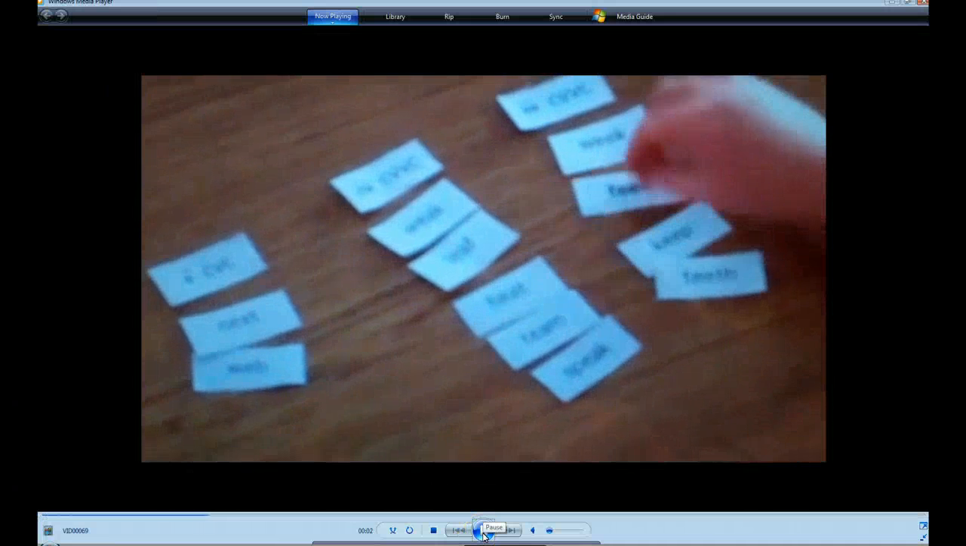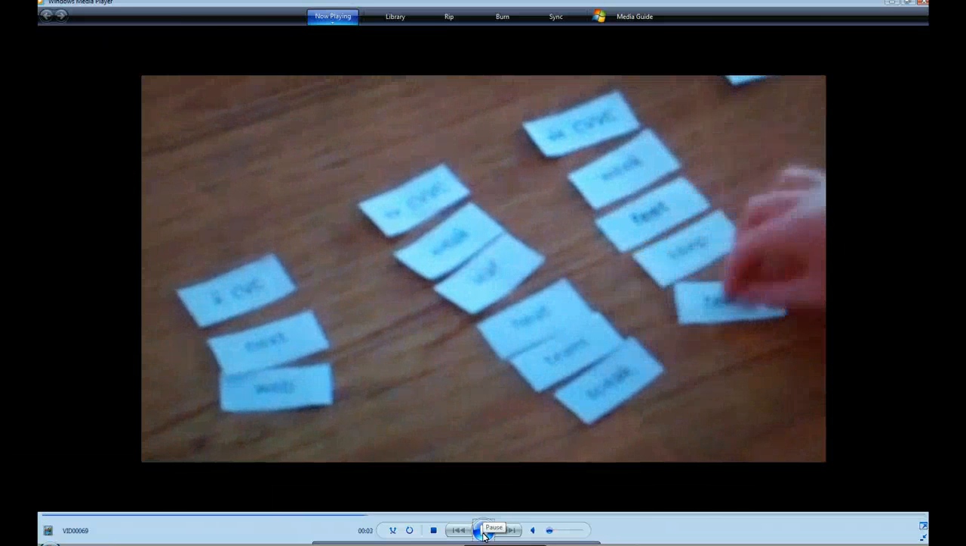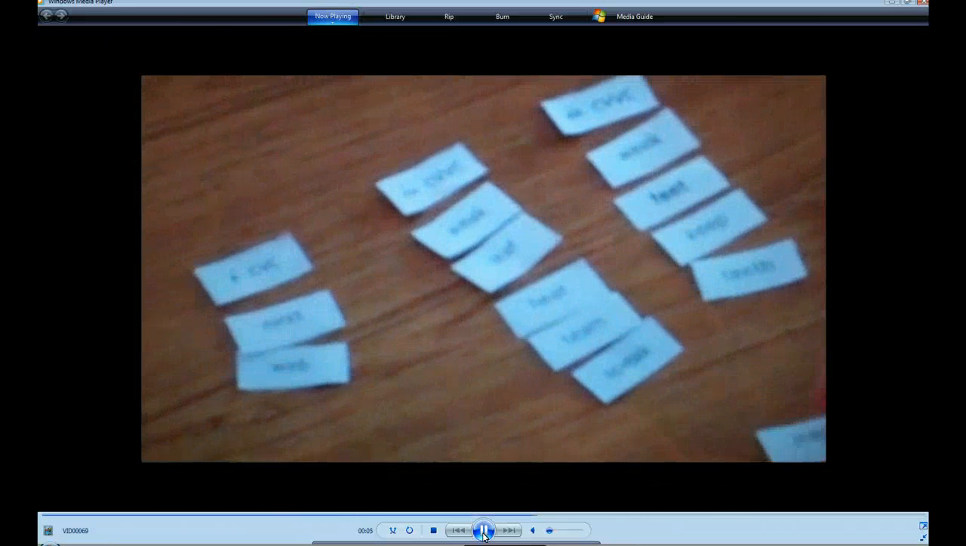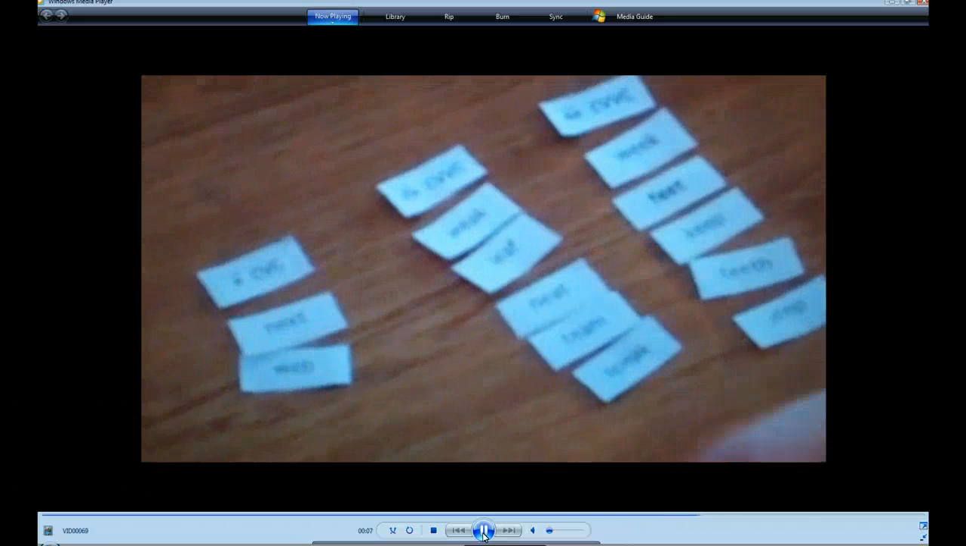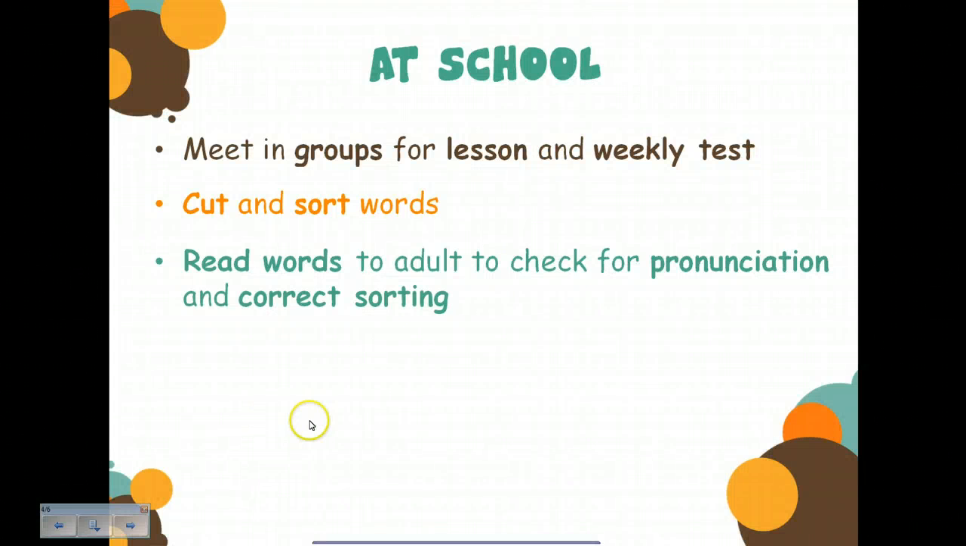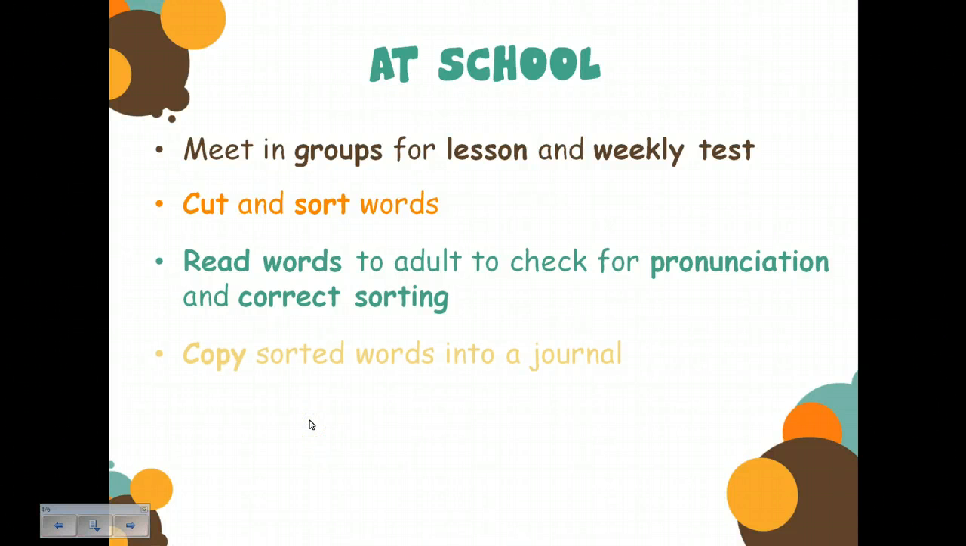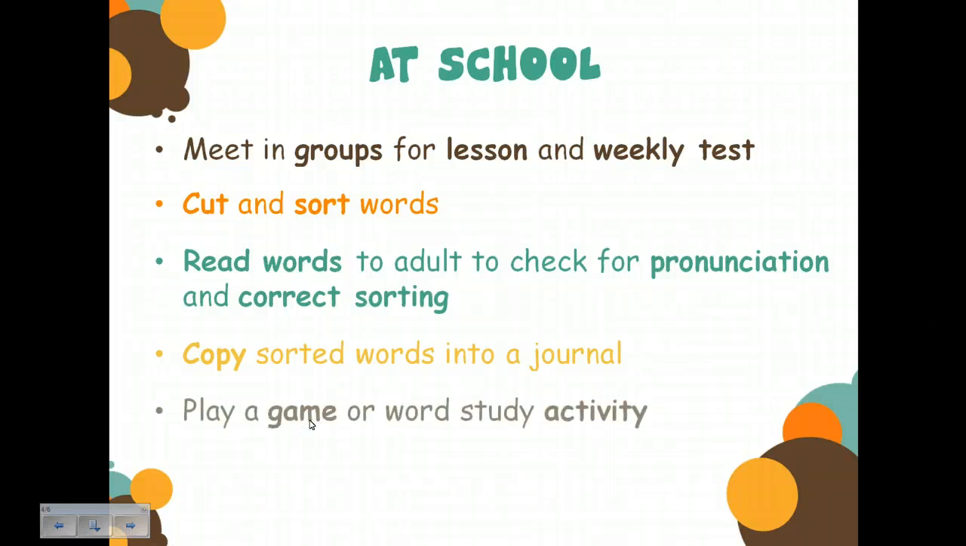While the students are sorting their words, they are really working on hands-on manipulative activities. They're engaged in the active process of sorting the words into like categories, and they're making their own connections as they're doing the sort. After an adult has read the words and checked to make sure that the sort is correct, students will copy their sorted words into a journal. And then if there's still time, students may play a game or choose a word study activity. This will be happening each week at school.